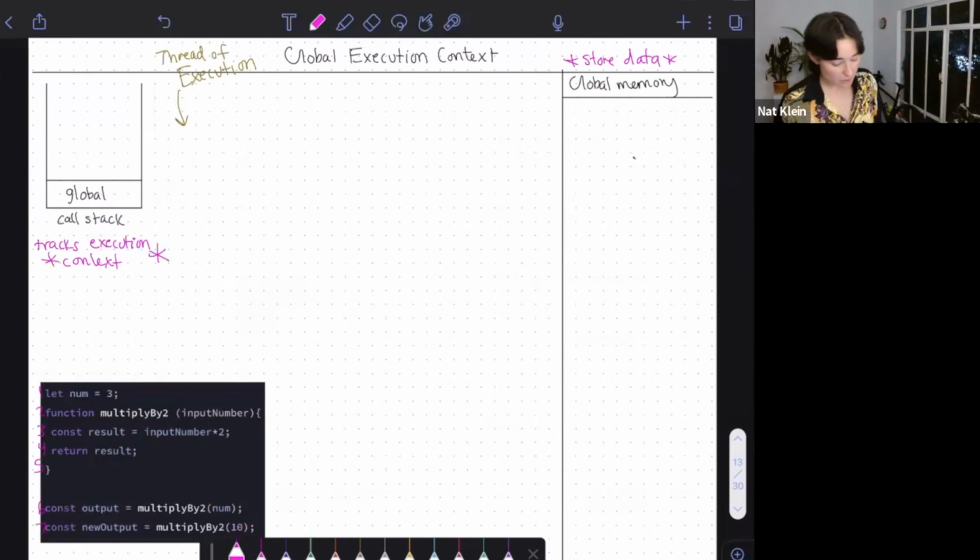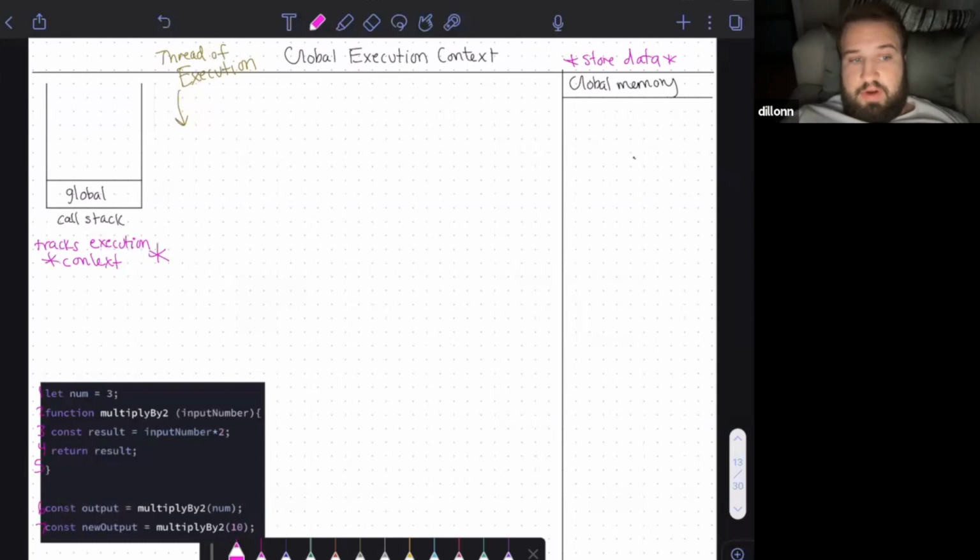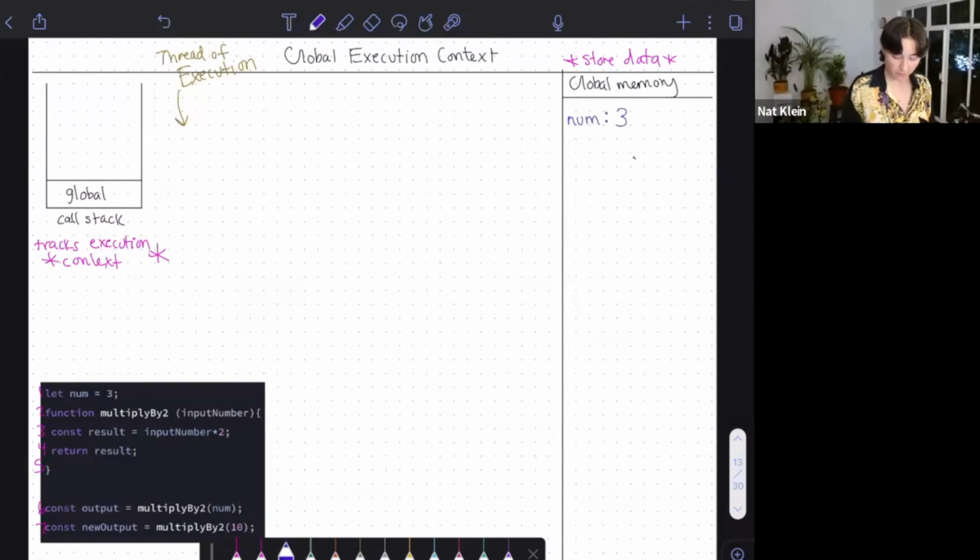All right, awesome. So I think that we are ready to start diagramming this out. So what's happening on line 1, Dylan? What does the interpreter see here? We're going to declare a variable labeled num and assign it the value of 3 in the global memory. Awesome, beautiful technical communication. So as Dylan said, yes, we are declaring this variable with the label of num and assigning it the value of 3. Beautiful.